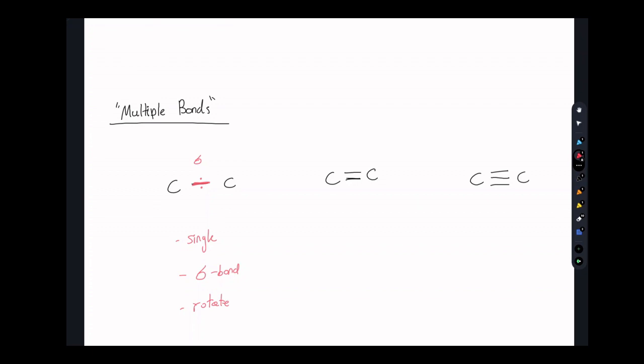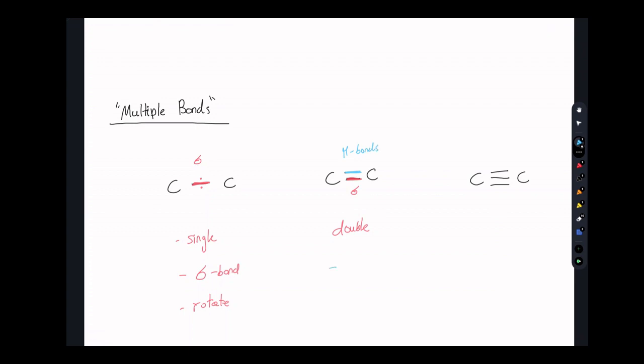Now, what's interesting about a double bond is that it's not two of the same bond. It's not two sigma bonds. There's always one sigma bond under every single bond, right? In the double bond and the triple bond, there's always one sigma, and the extra bonds, we call these pi bonds.